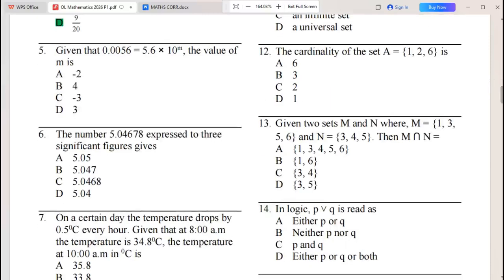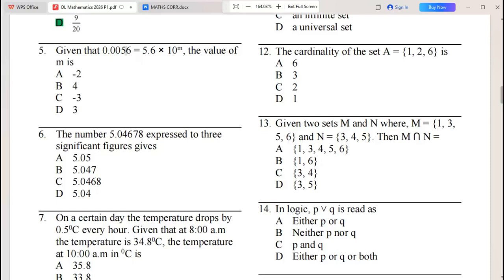Question 5. Given that 0.0056 is equal to 5.6 times 10 raised to the m, the value of m is. Now what we have done here is that we have written 0.0056 in standard form. So to find the value of m, we need to find how many times we have to send this decimal point behind to get 5.6.